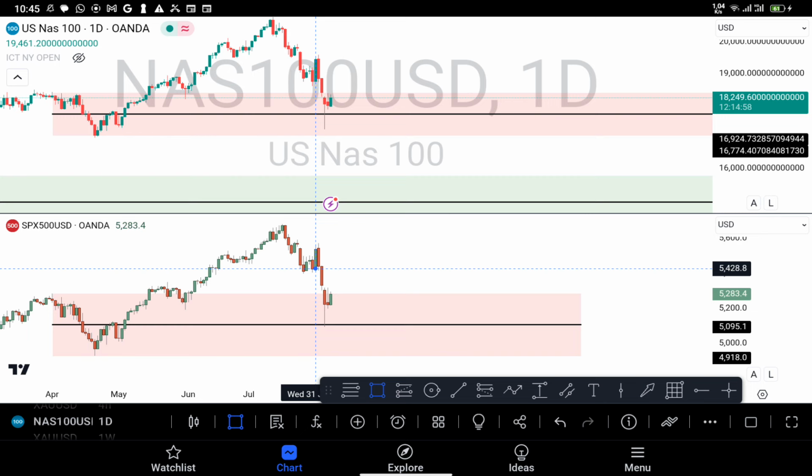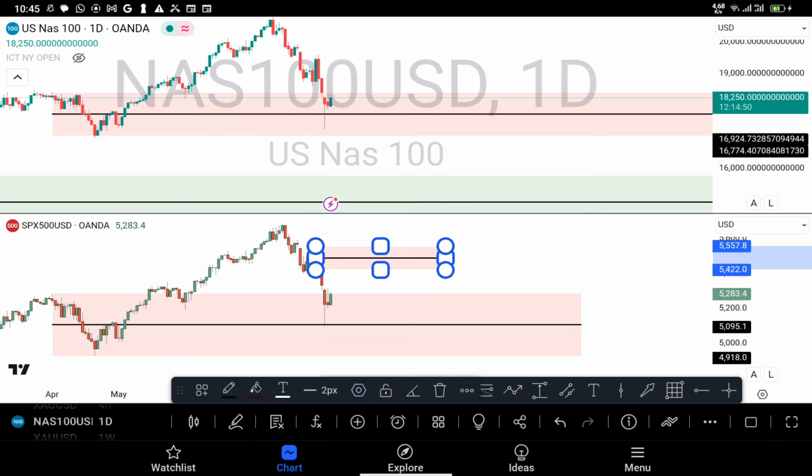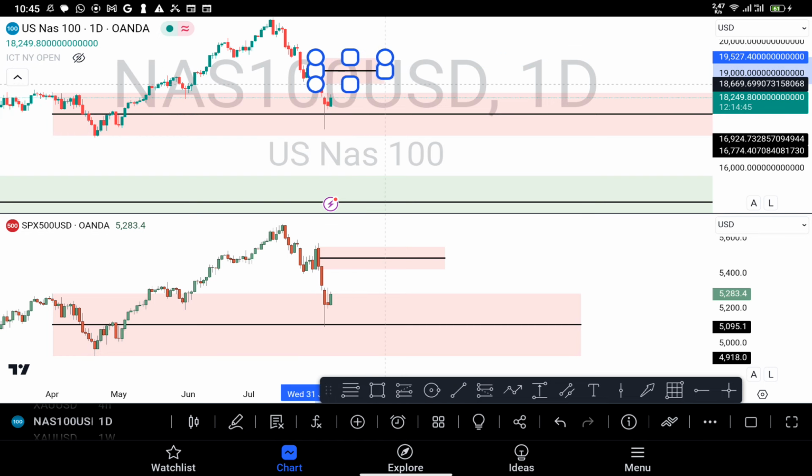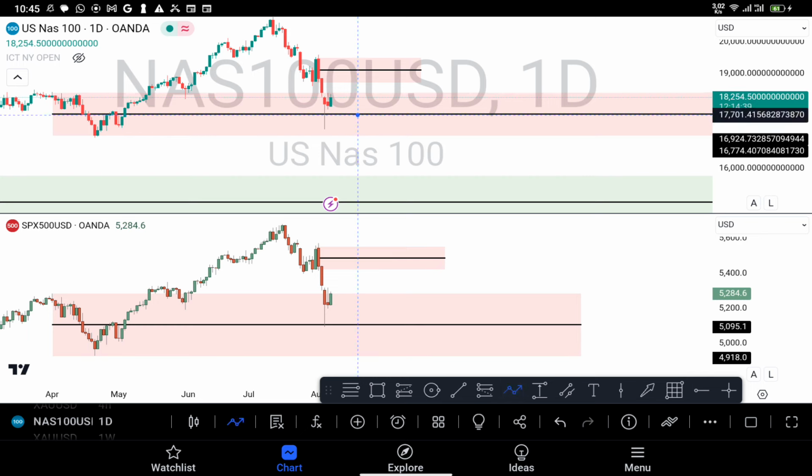I just wait for it to do it, and then I participate in the moves. So I see that we left an order block here. Okay, and then again here we also have an order block, both on Nas and SP500. So in the meantime, suppose the market comes here, we can look for a sell model on a 1 hour time frame.